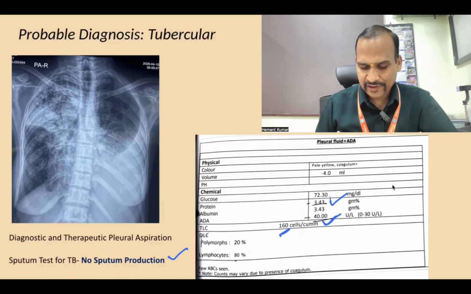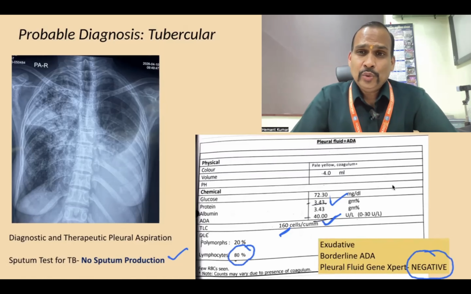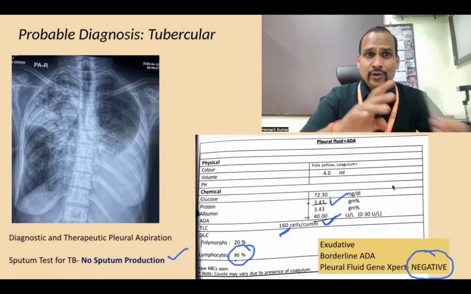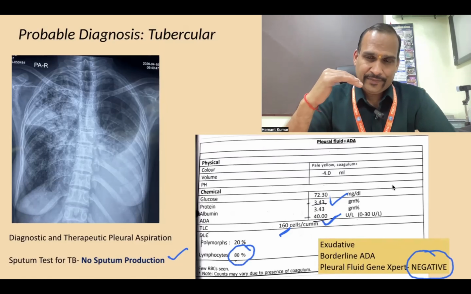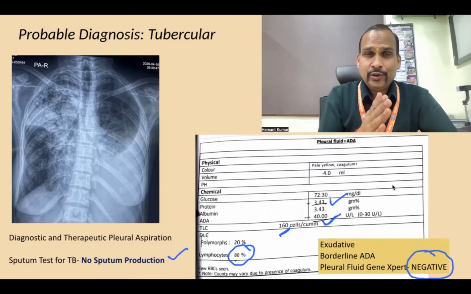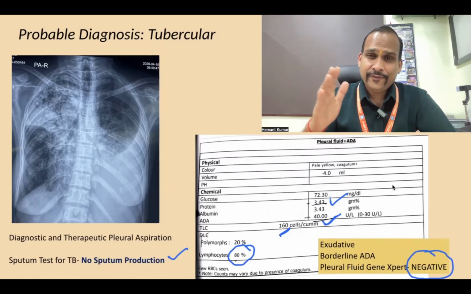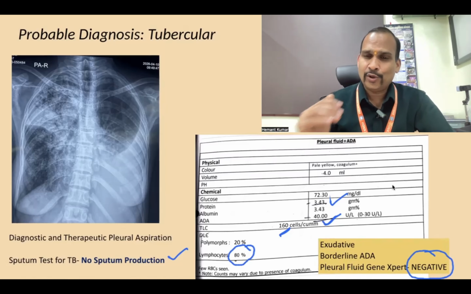The pleural fluid report: protein is 3.43, ADA is 40, cells 160, and out of 160, 80% are lymphocytes. Pleural fluid GeneXpert is negative. If you see ADA, we used to take a cutoff of 40. If it is less than 40, it means this is non-tubercular. 40 to 60 may be both tuberculosis or malignancy. Above 60 is tuberculosis. But this patient is 40, which means borderline.